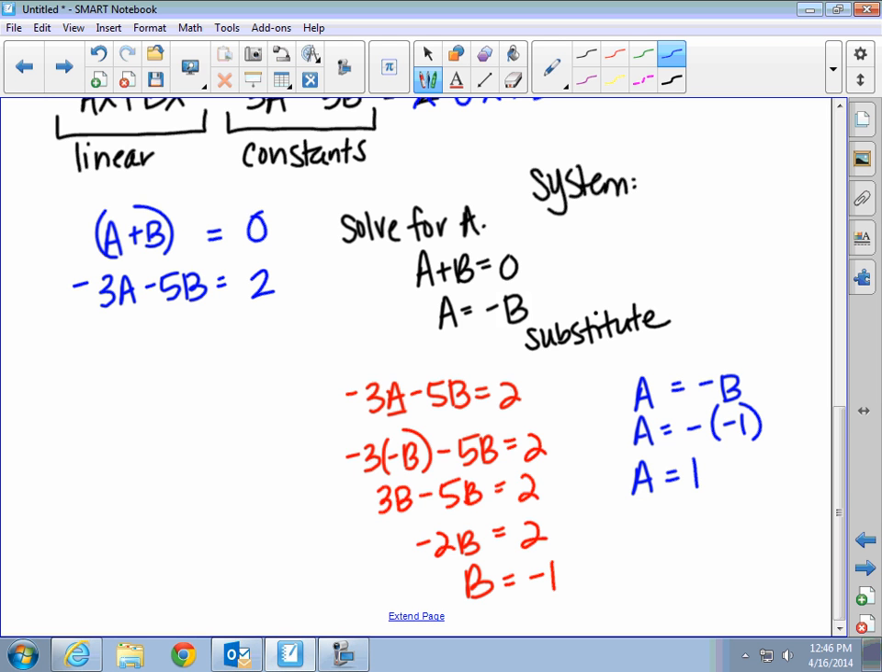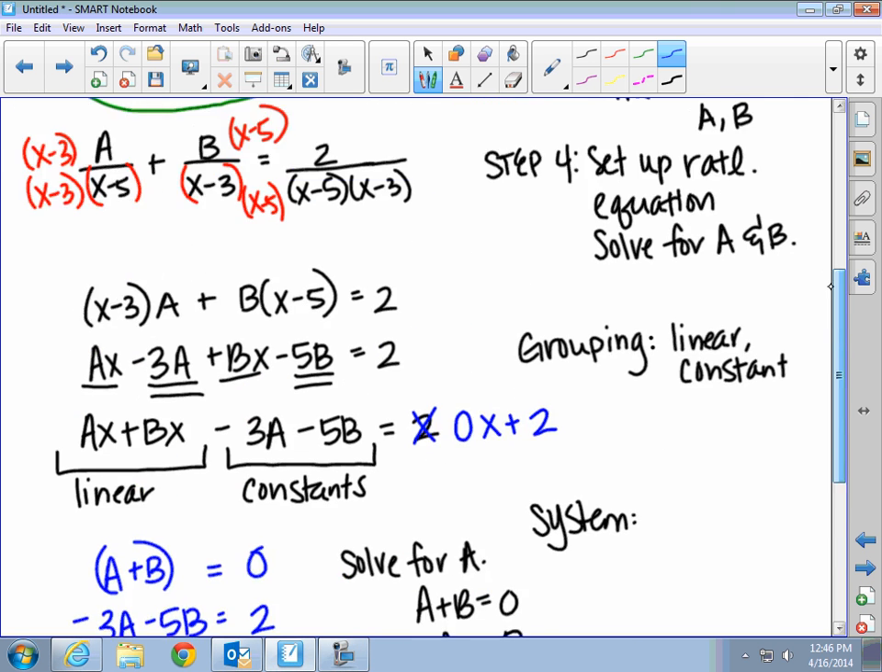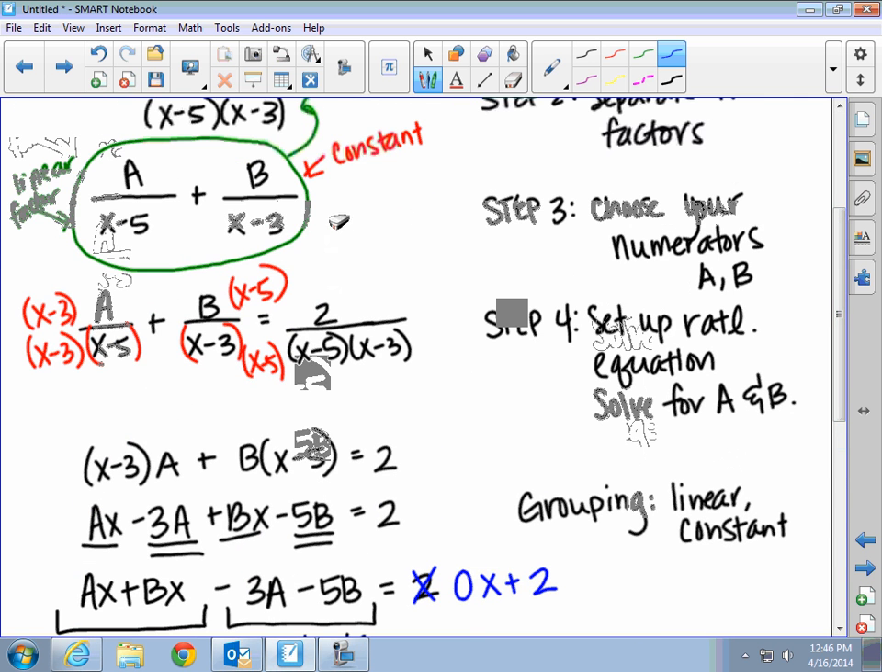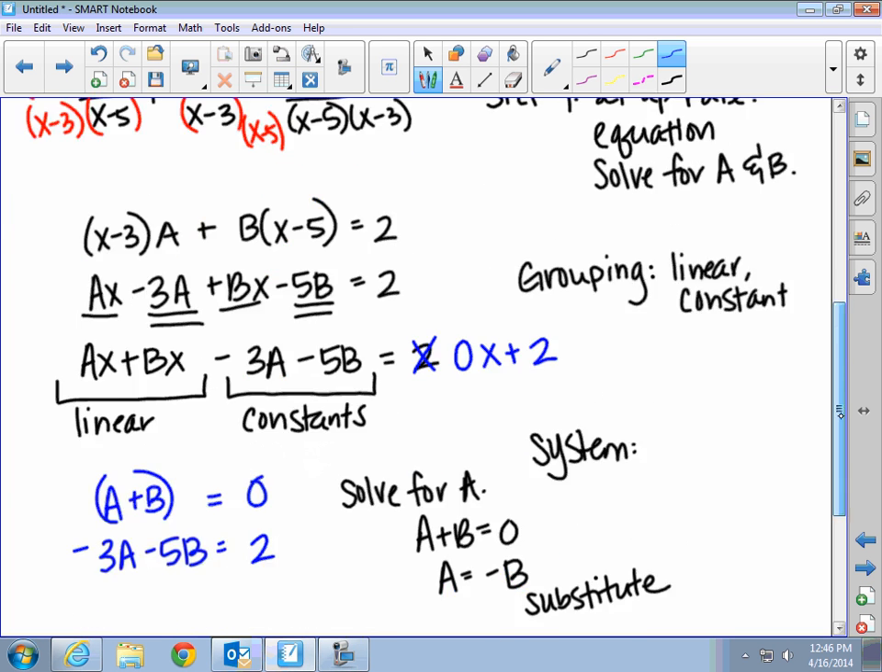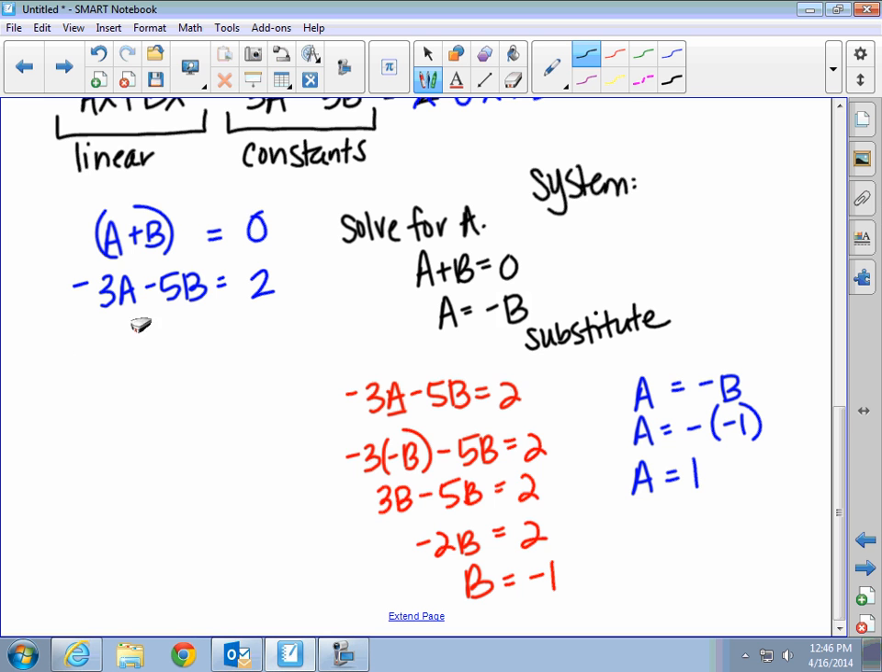Okay, here's what you just did. I know it seems a little confusing. But if you go back up to this line right here, this is what you were trying to do. It's a over x minus 5 plus b over x minus 3, and you're going to substitute for a and b.